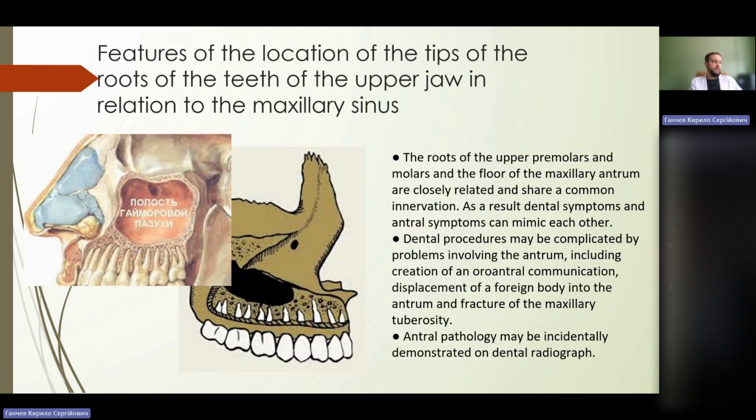The features of the location of the tips of the roots of the teeth of the upper jaw in relation to the maxillary sinus. Very, very necessary to understand when you extract the tooth. The roots of the upper premolars and molars and the floor of the maxillary antrum are closely related and share a common innervation. As a result, dental symptoms and oroantral symptoms can mimic each other. Dental procedures may be complicated by problems involving the antrum, including creation of an oroantral communication, displacement of a foreign body into the antrum, and fracture of the maxillary tuberosity.